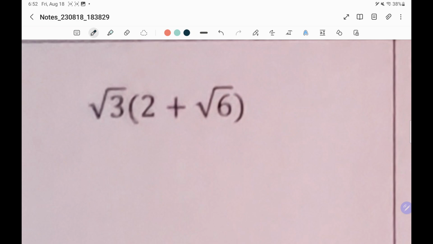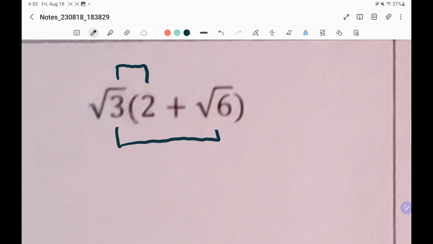Alright, so at this point, it's gonna be the same thing that we did in the last one. We're gonna distribute. So I'm gonna distribute the square root of 2 with a 2, and I'm gonna distribute the square root of 3 with a 6. I think I said it wrong, but yes, I'm gonna multiply those two first. The square root of 3 and 2, and then the square root of 3 and the square root of 6. So let's go ahead and do that.